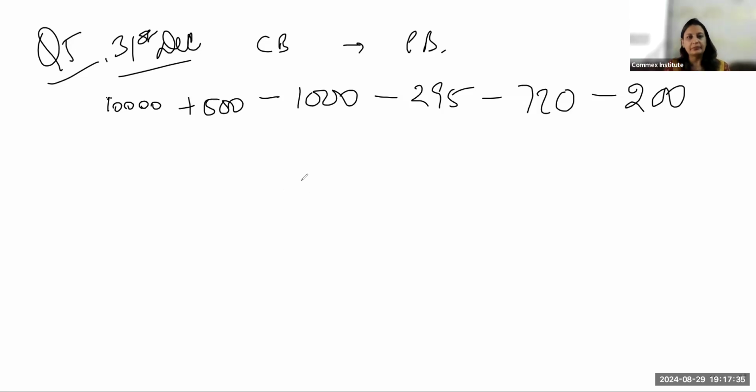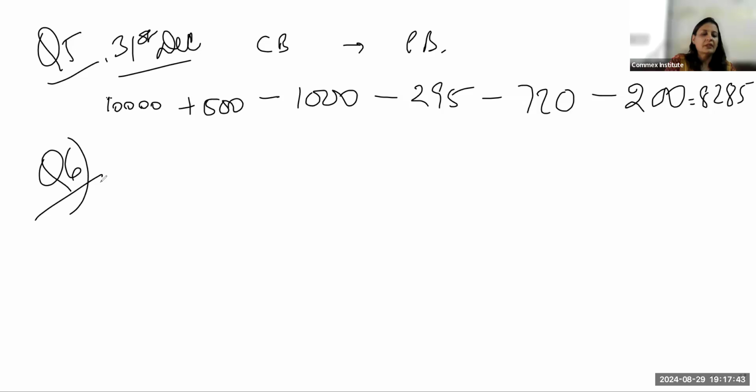Eight two eight five. 8285. Question number 6. Now see, all these things will just become opposite if the passbook balance is given to you and you have to reach the cash book balance. Okay, correct, Aditya. 8285. Question number 6.